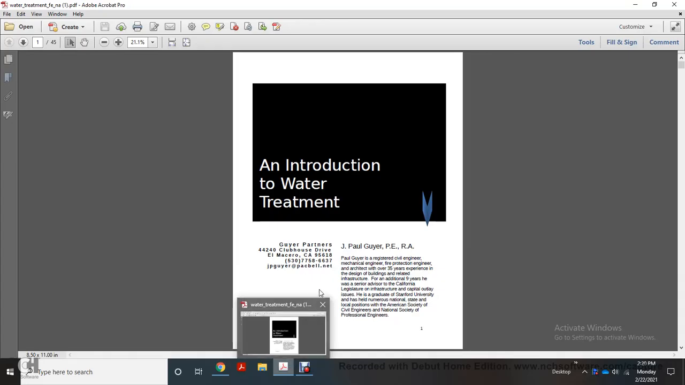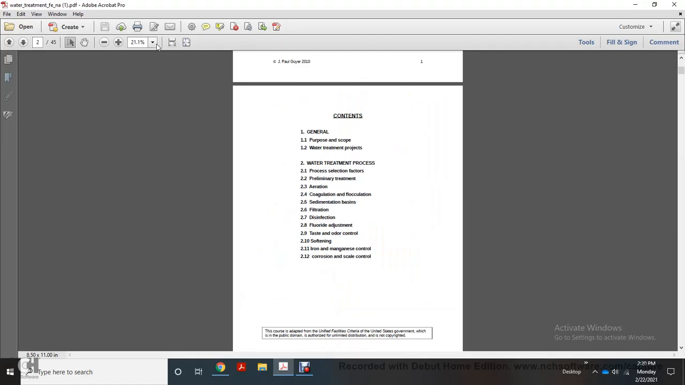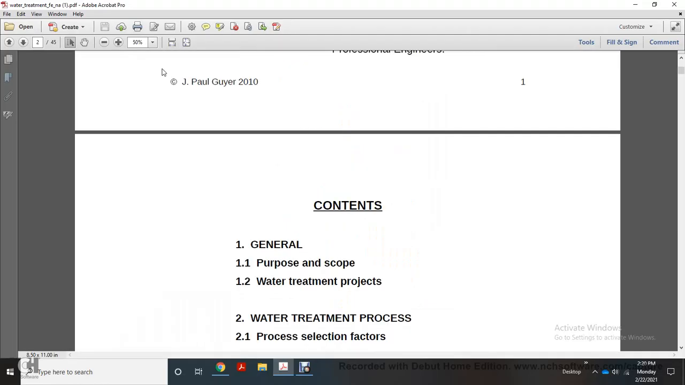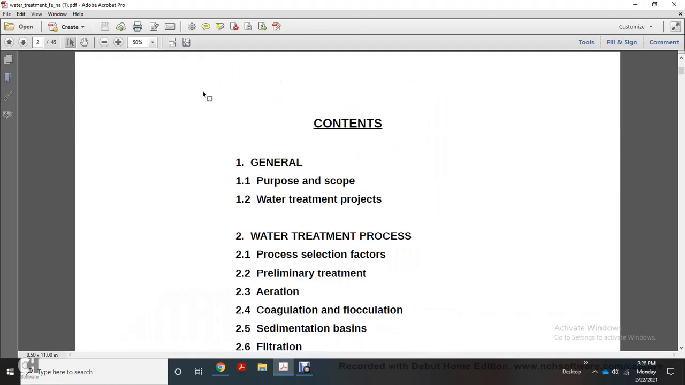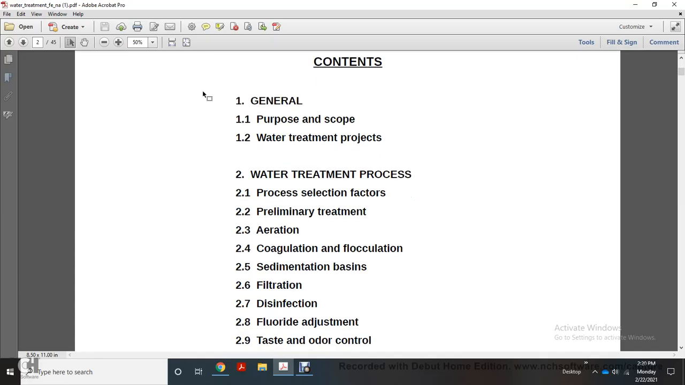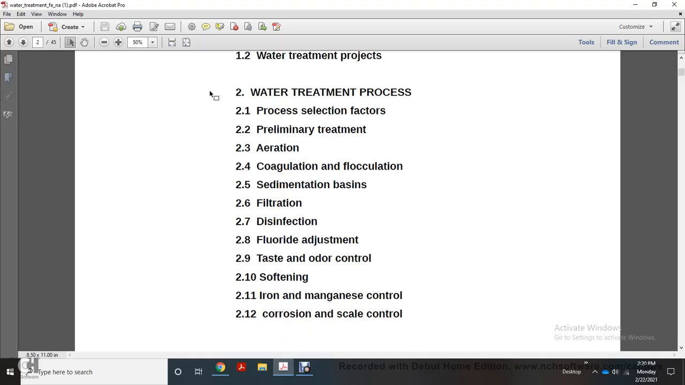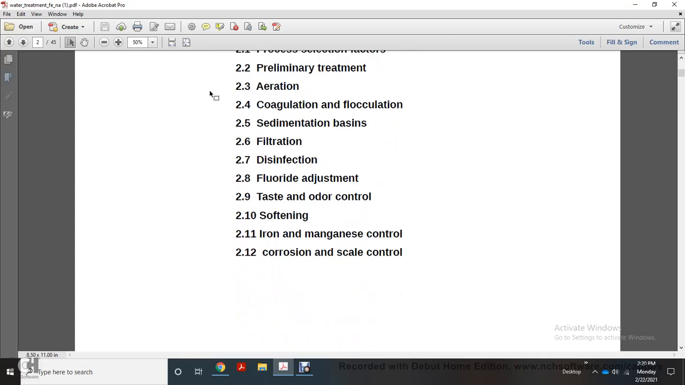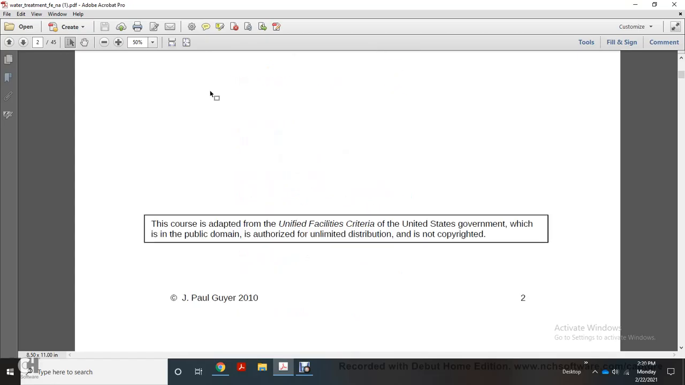Alright, introduction to water treatment. One, general purpose and scope of water treatment projects. Two, water treatment process selection factors: preliminary treatment, aeration, coagulation, flocculation, sediment basins, filtration, disinfection, fluoride adjustment, taste and odor control, softening, iron and manganese control, corrosion and scale control.